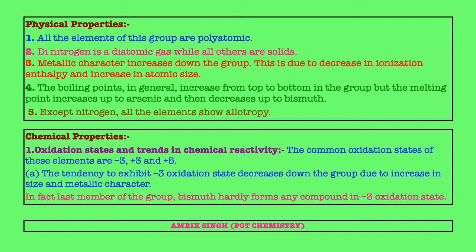The common oxidation states of these elements are -3, +3, and +5. The tendency to exhibit -3 oxidation state decreases down the group due to increase in size and metallic character. In fact, the last member of the group, bismuth, hardly forms any compound in -3 oxidation state.